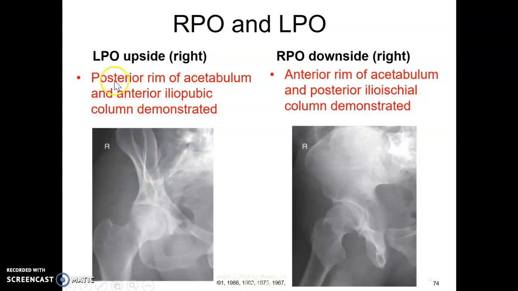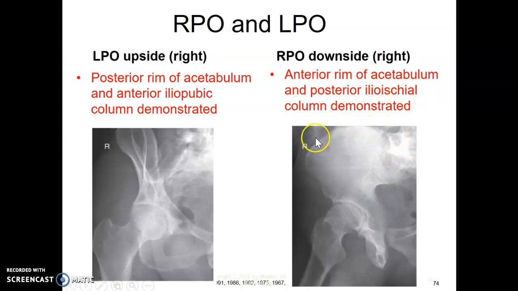What are we looking at? We're looking at the posterior rim of acetabulum and anterior iliopubic column demonstrated. And then when you do the right side down, so RPO, still looking at the right, you've got the anterior rim of acetabulum and posterior ilioischial column.